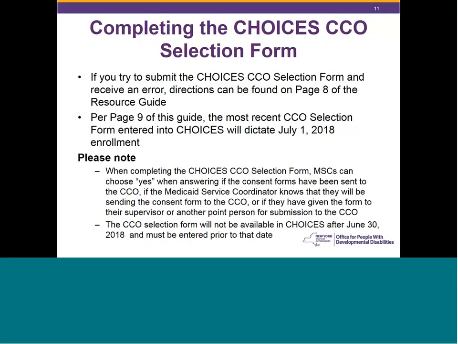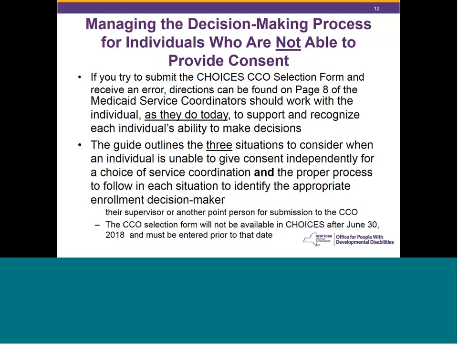Also, we'd like to note that the CCO selection form will not be available in Choices after June 30th, so it's very important that the first step is absolutely getting out there and completing these forms with individuals and families, but it's absolutely crucial that this information is entered into Choices prior to June 30th, because the CCO selection form will not be available after July 1st. So please work with your agencies through the process that's been determined for entering this information to ensure that these selections are made in Choices prior to June 30th. I hope I've emphasized that enough.